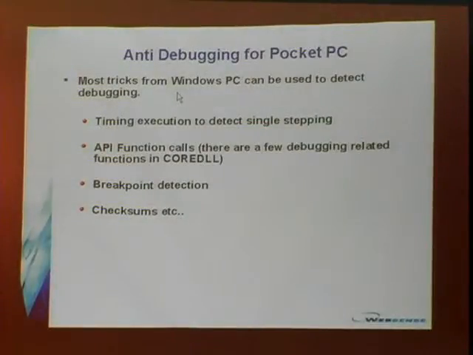So the anti-debugging techniques for Pocket PC: most tricks from Windows PC can be used to detect debugging. You can use timing execution to detect single stepping. You can use API functions to detect debuggers. There are a few functions inside coredll. And you can use breakpoint detection and checksumming, things like this.